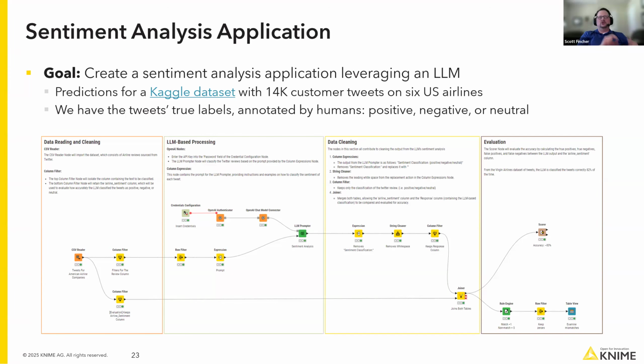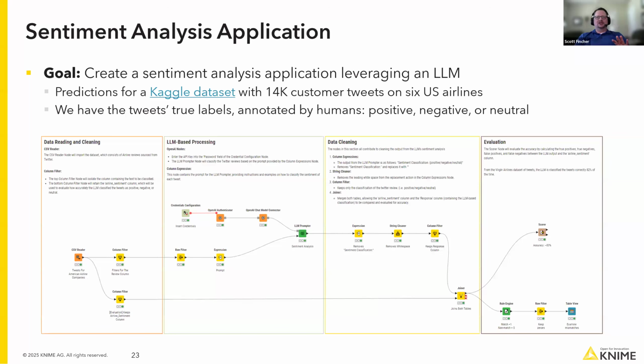We have, in this case, the tweets' true labels. So we know, are they actually positive, negative, or neutral, which is nice because then, after we have the LLM make its prediction, we can score and see how well the model performed. As you might imagine, people tend to tweet at airlines when they're upset or things are running late. So a lot of these are negative, but we'll go through the process of this anyway.